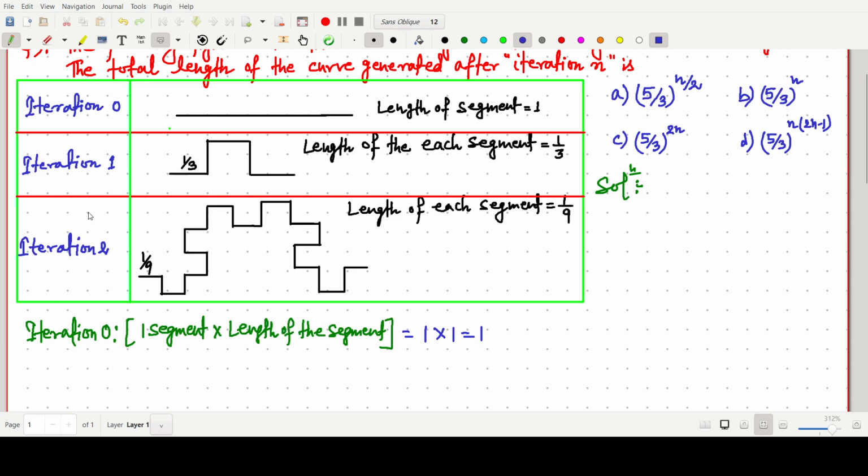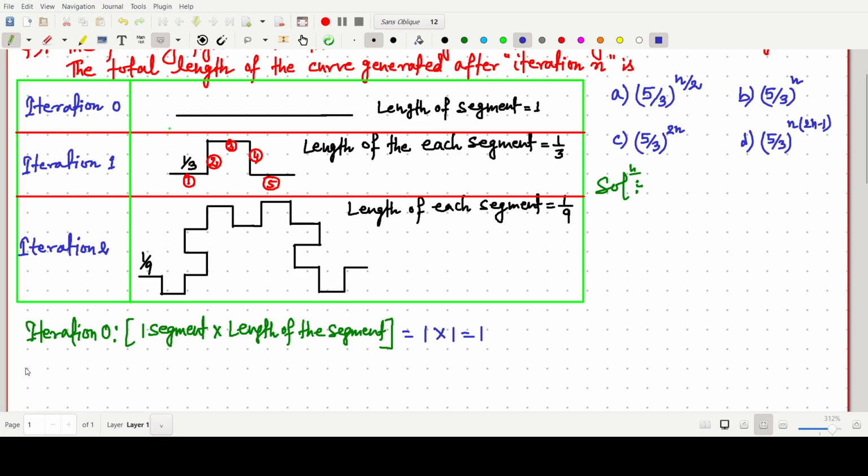Iteration 0 is over. Now for iteration 1, first we have to identify the segments. This one is one segment, two segment, three segment, four segment, and this one is five segment. So for iteration 1, there are five segments. For iteration 0 it was one segment, unit length, so one into one, one.